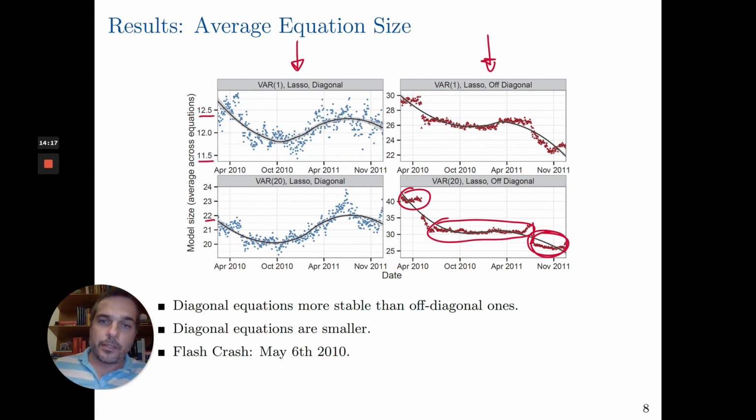Here you see something that's very smooth, and here you have a huge drop in terms of equation size. So that's an interesting thing, because there's some instability in terms of which model Lasso is selecting, okay? From one window to the other, you can have a huge change. Something happened and the structure of the model completely changed, okay?